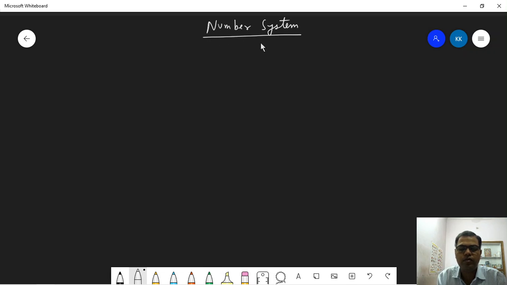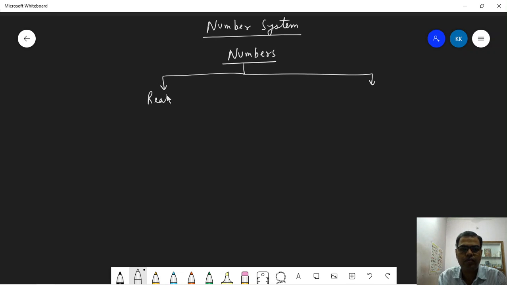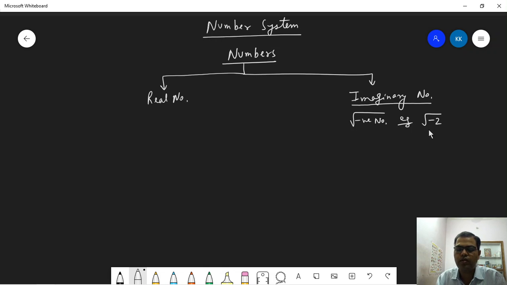In this topic, number system, we are going to study about types of numbers. So, numbers can be broadly classified as real numbers or imaginary numbers. We'll study imaginary numbers in 11th class. For now, I am just going to introduce you to it: square root of negative numbers are imaginary numbers. For example, square root of -2 is an imaginary number.